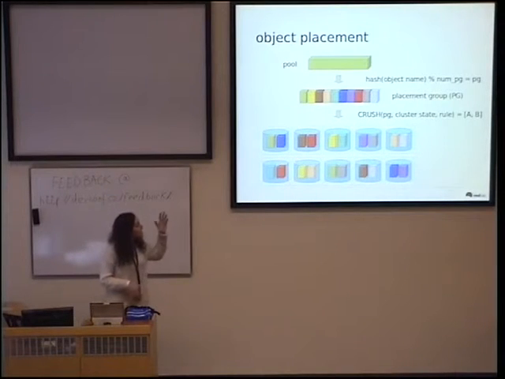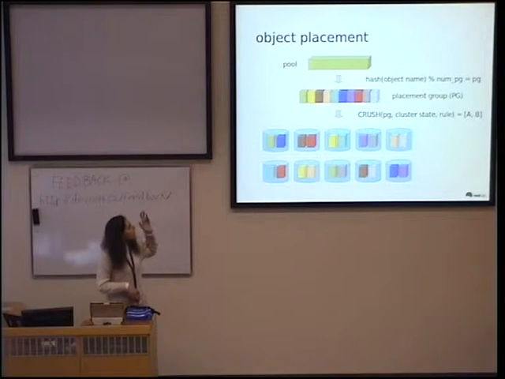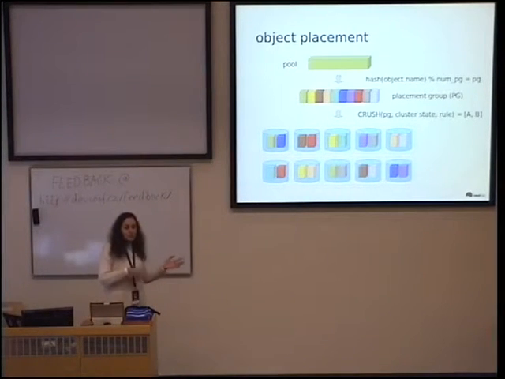So objects are divided into pools. You can say a pool can have different replication. You can say this pool will have three copies, this one will have two. You can have different placements for pools, different access control lists.